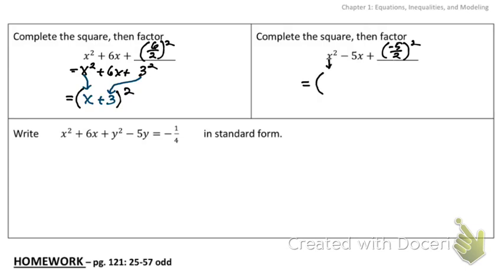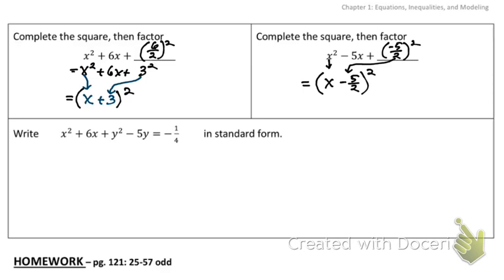Because it's going to turn it into this. We're going to take our x and plug it down here. And then we're going to take our negative 5 over 2 and plug it there and move our squared up there. So x squared minus 5x plus negative 5 over 2 squared becomes x minus 5 over 2 squared.